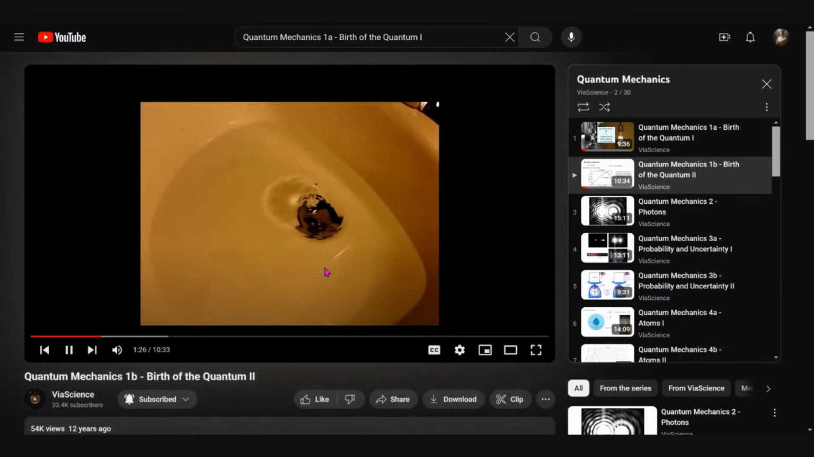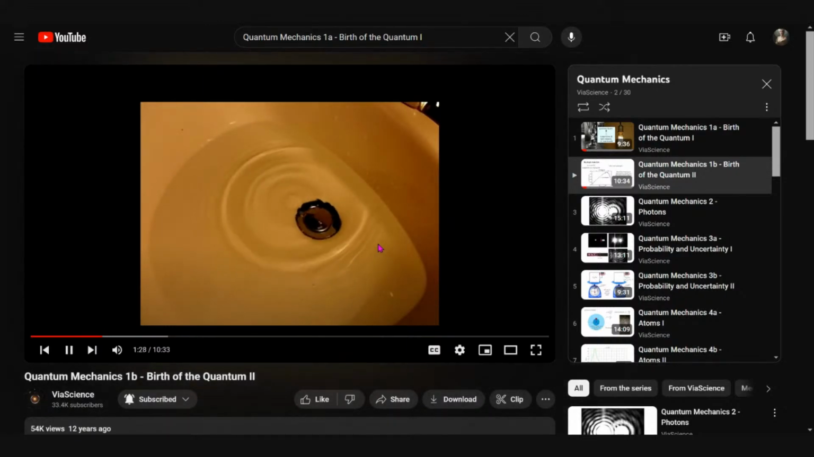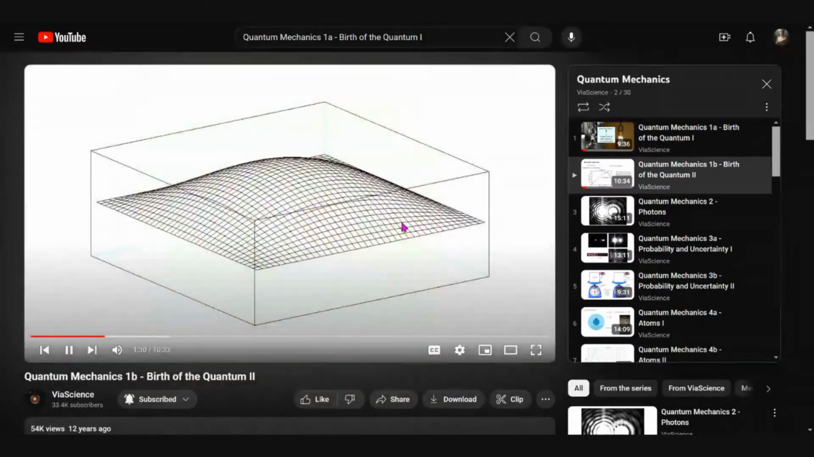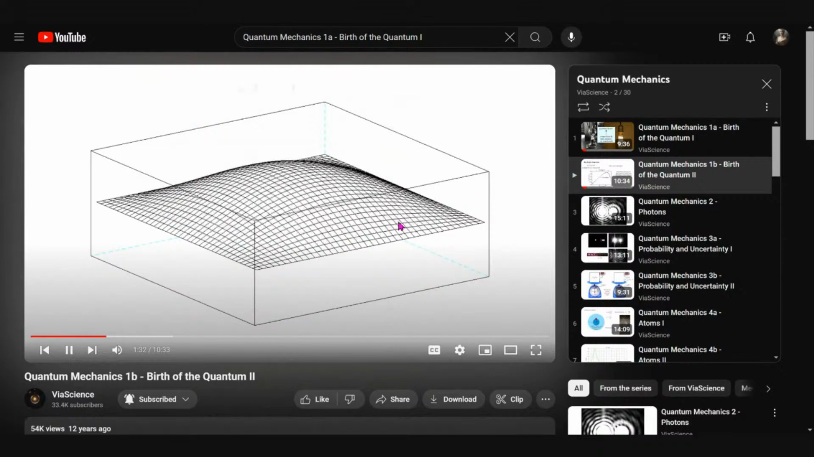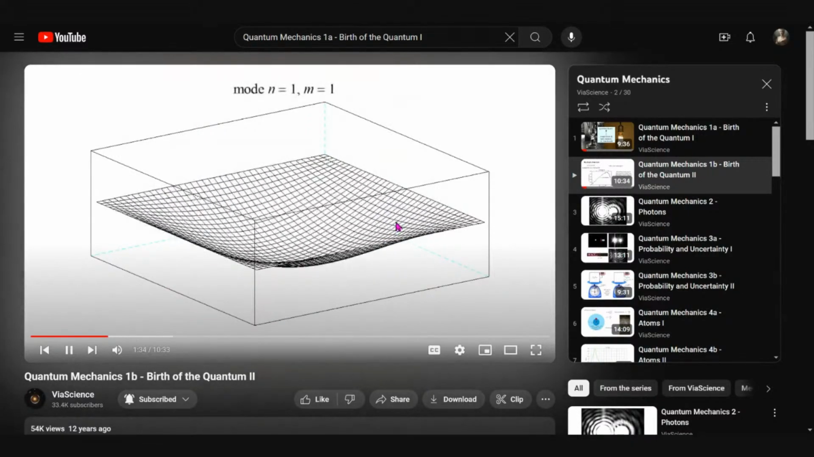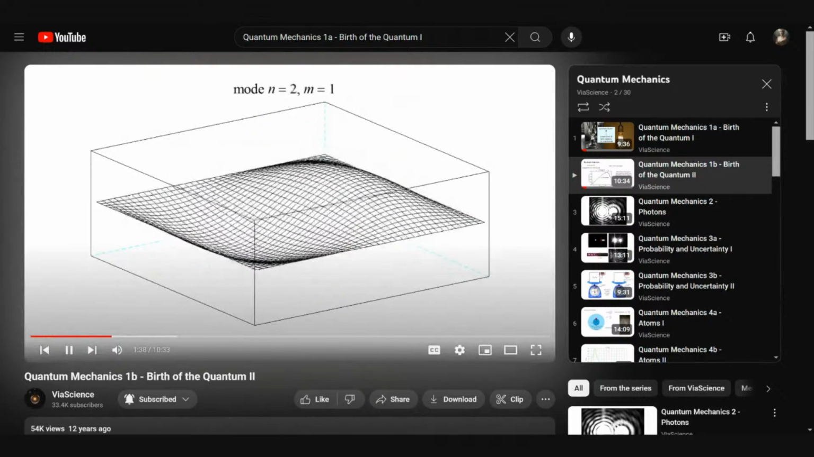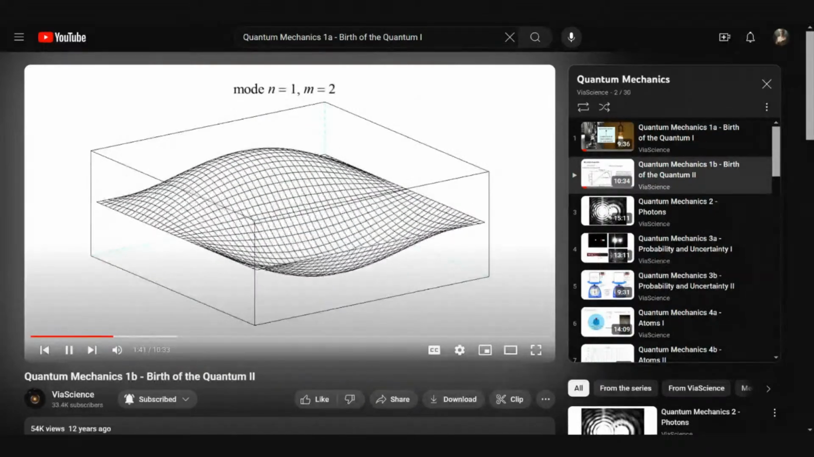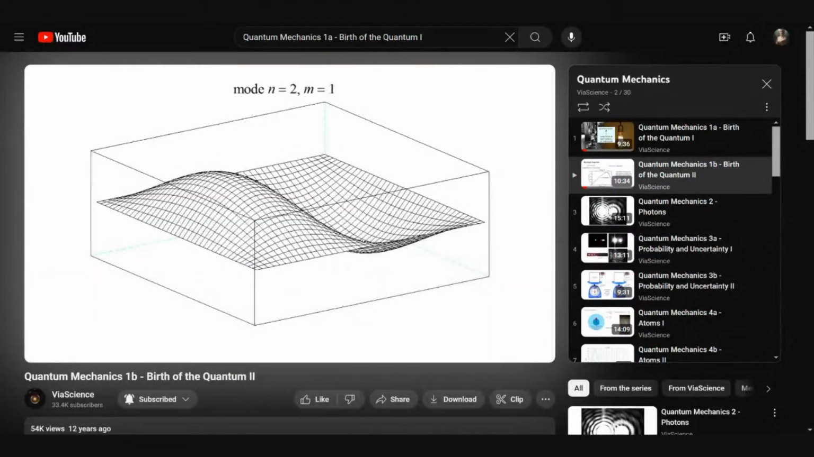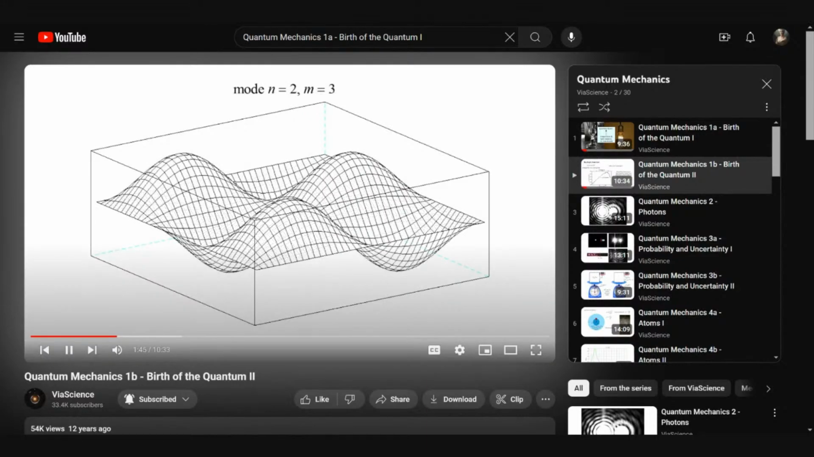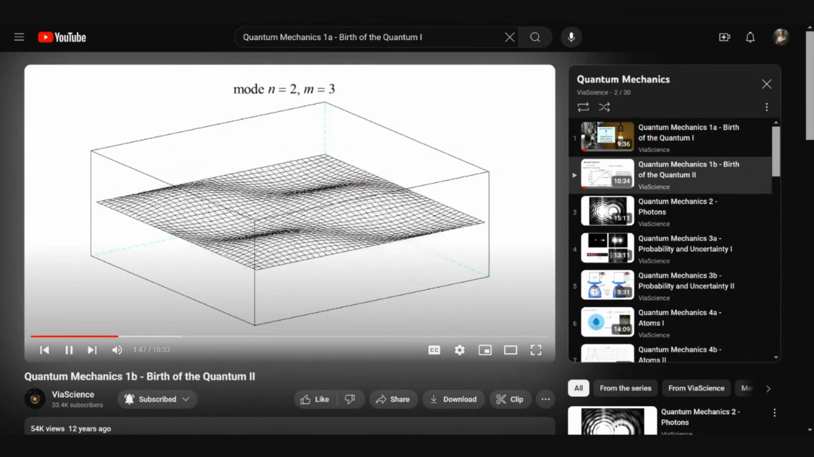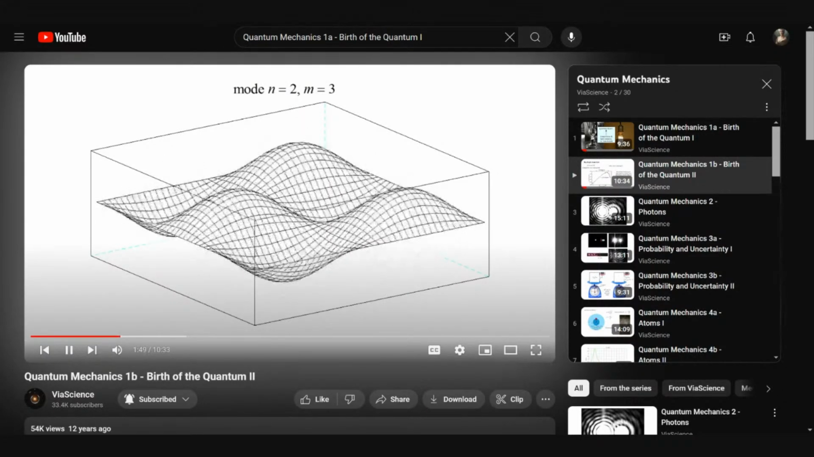Now consider two-dimensional waves, such as on the surface of water or a vibrating membrane. A membrane fixed at its perimeter can vibrate with one bump at a certain frequency, or two bumps with a higher frequency. But there are two ways to have two bumps, so we can have two different modes with the same frequency. And in general, we can have any number of bumps n in one direction and any number m in the other direction.